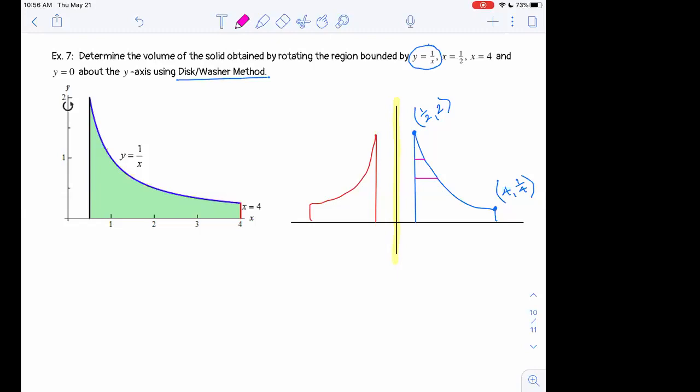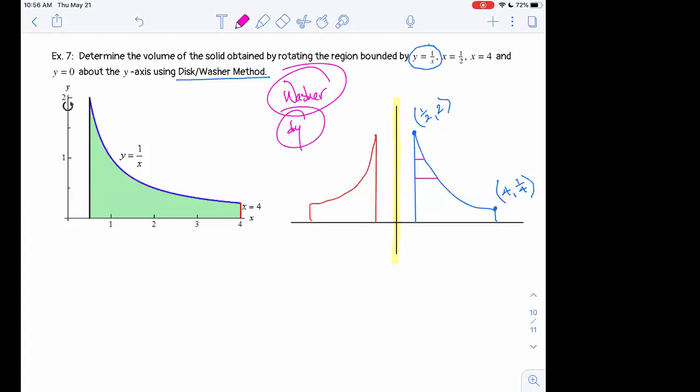Those pink lines didn't even come close to touching our axis of revolution, so there's clearly a hole in the middle here. So we know that we want to use washer. Now, given the way the lines are drawn, should we use dx or should we use dy? dy. Yeah, we sure are going to use dy, because these lines are stacking up the y-axis.